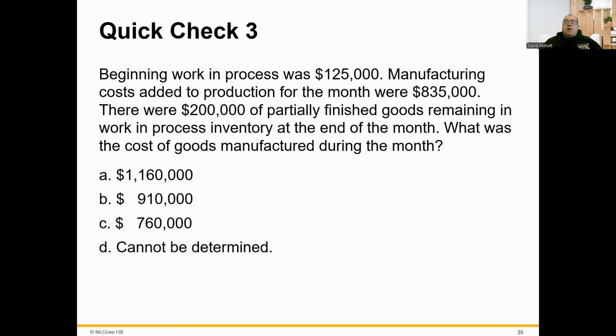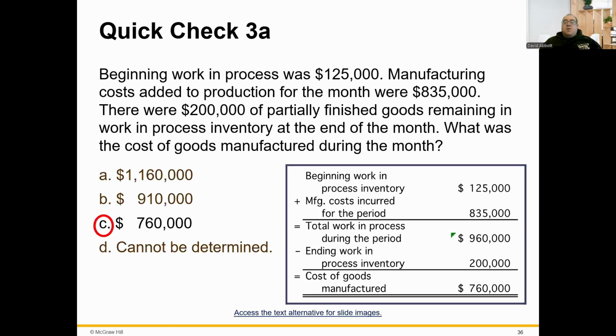And in the beginning, work in progress was 125,000. Manufacturing costs added to production for the month were 835,000. We got that from the previous question. There were 200,000 of partially finished goods that were remaining in the work in progress inventory at the end of the month. What is the cost of goods manufactured for the month?